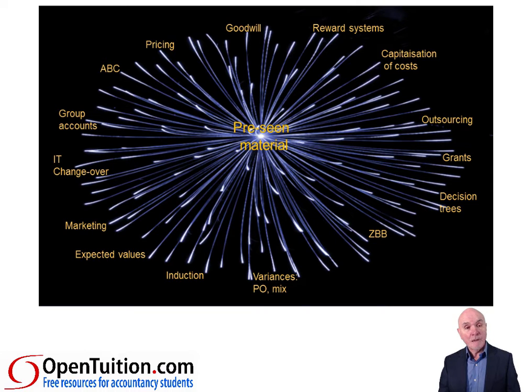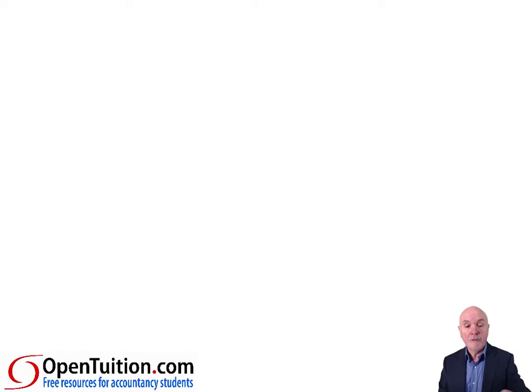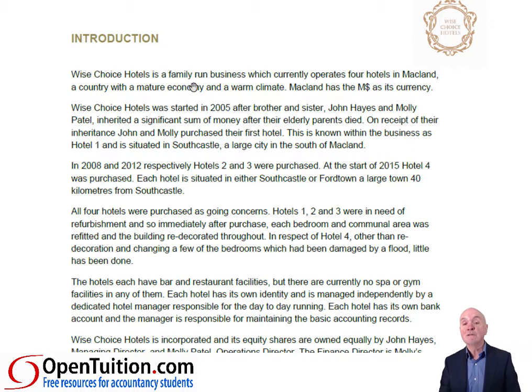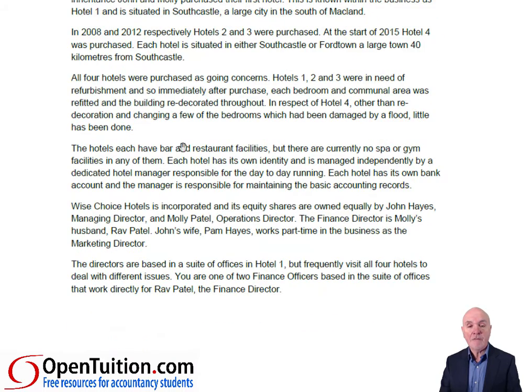Let's just have a look before we go on to see what typical pre-seen material would perhaps look like. So let's see if we can see. Here is the pre-seen material. This is from August 2016. These Wise Choice hotels. So a little bit of introduction here. It tells you it was started by a brother and sister and so on. They've got 4 hotels that need a refurbishment and so on. They have restaurant facilities. Here's the ownership down here.